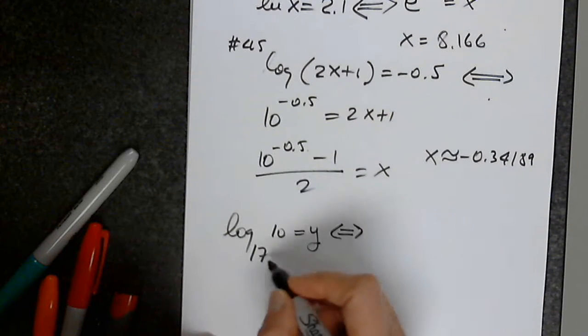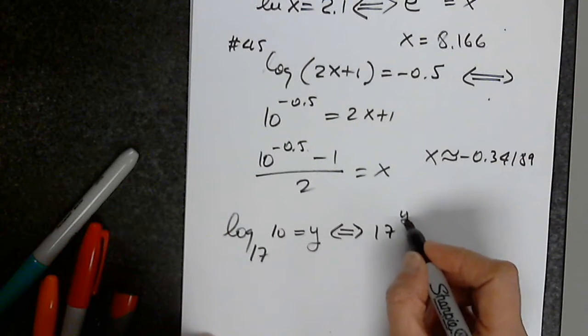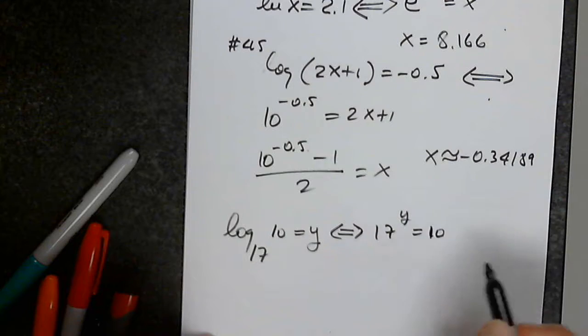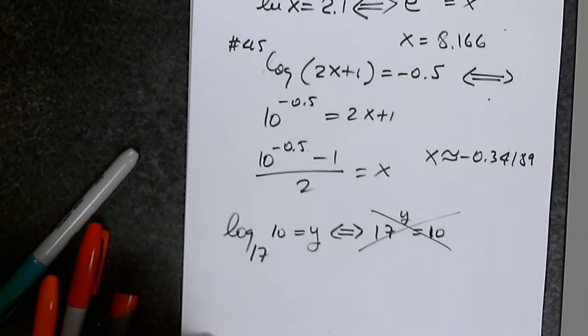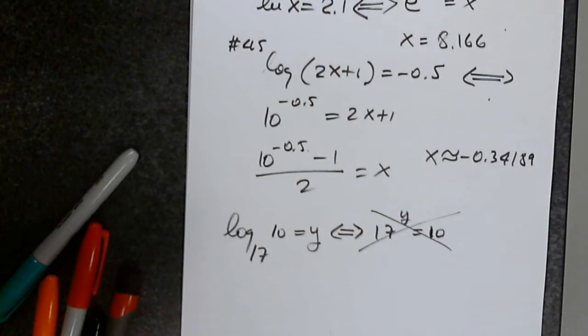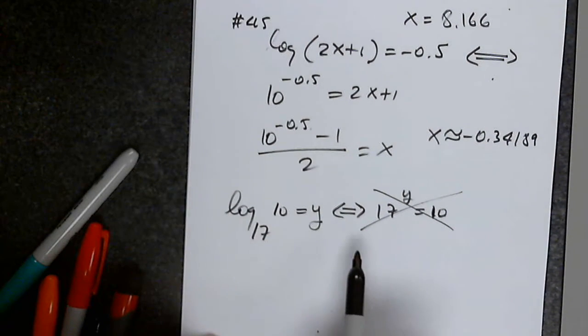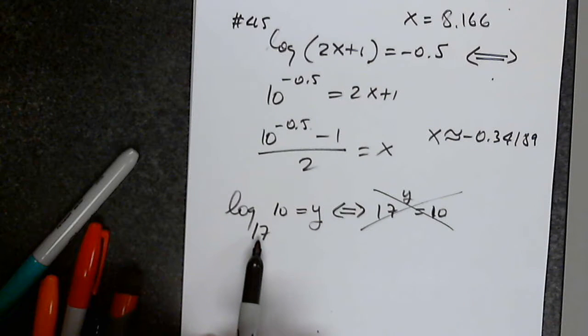Then the equivalency, and then I will say 17 raised to y equals 10. I cannot solve this. I don't know what I raised 17 to get 10. I have no idea. Must be a negative number, because if it's a positive number, I'll never get 10. But I don't know what it is. And many calculators do not allow you to plug in the base you want.